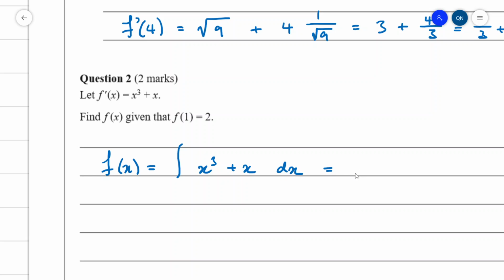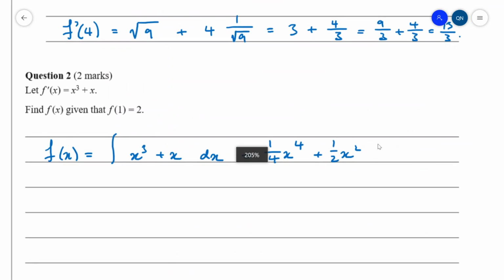But that's just reverse power rule. You raise the power by 1 and you divide by the new power, and then we have plus 1/2 x squared, because that's x raised to the first power. And then we also have to remember the plus c. Now we want to find what c is, and to find c, we're going to use this condition over here. When we plug 1 into the function, we expect to get out 2. So I usually write it this way: 2 is equal to f of 1, and you just plug 1 into the function you have so far on the right hand side.